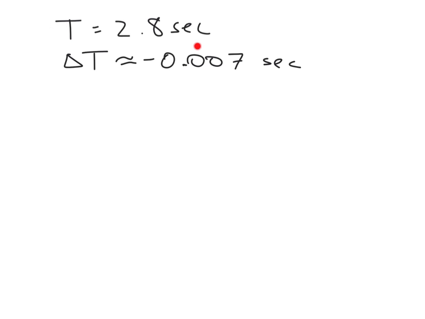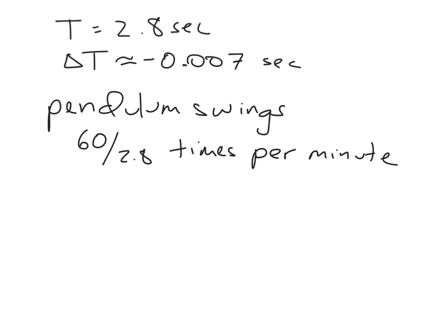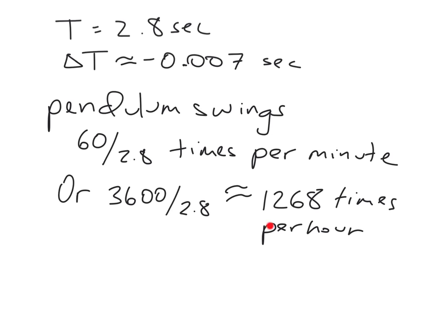One potential application of a pendulum is that it might be being used to keep time. So we might be interested in how off our timekeeping gets if we're using this pendulum to figure out an hour. Our pendulum takes 2.8 seconds to complete a swing, so it swings 60 divided by 2.8 times per minute. This is about 21 times a minute. This corresponds to about 1,270 swings in an hour.